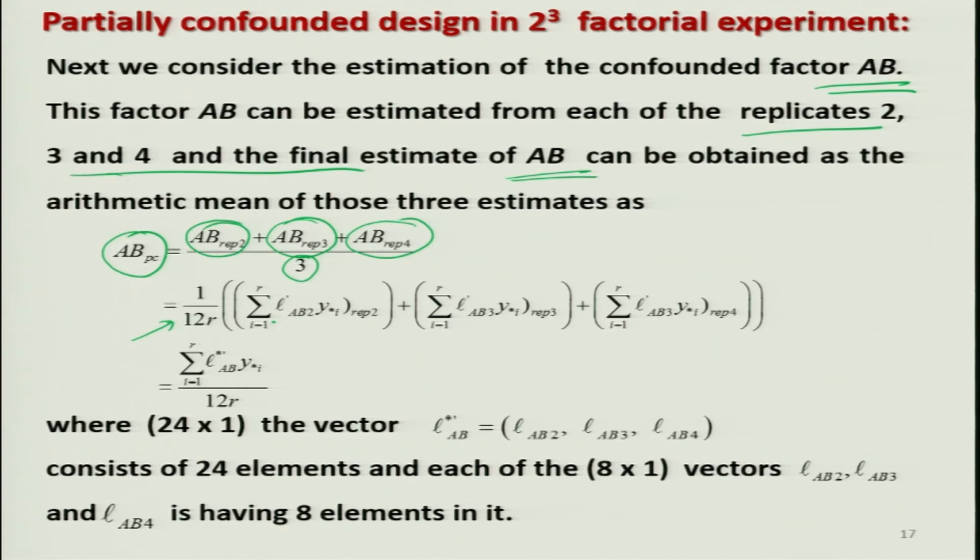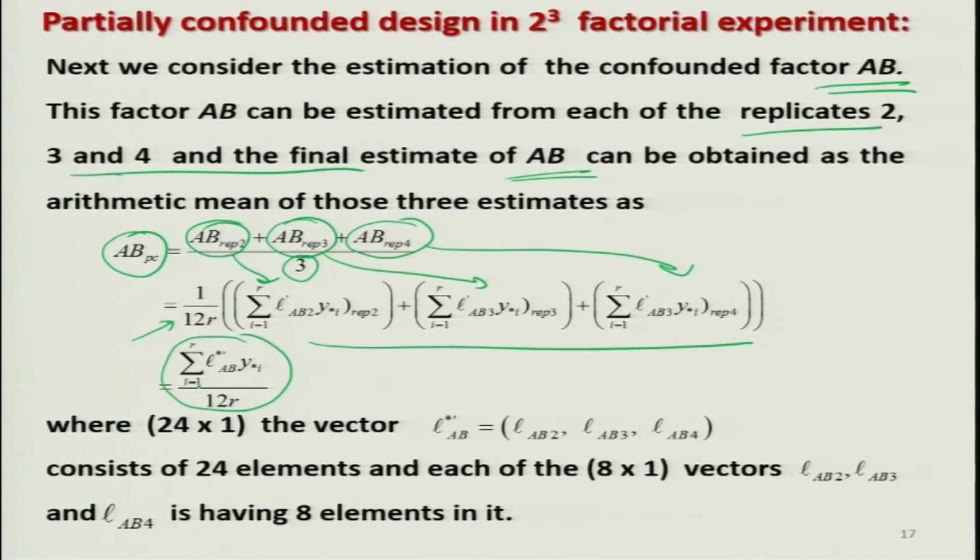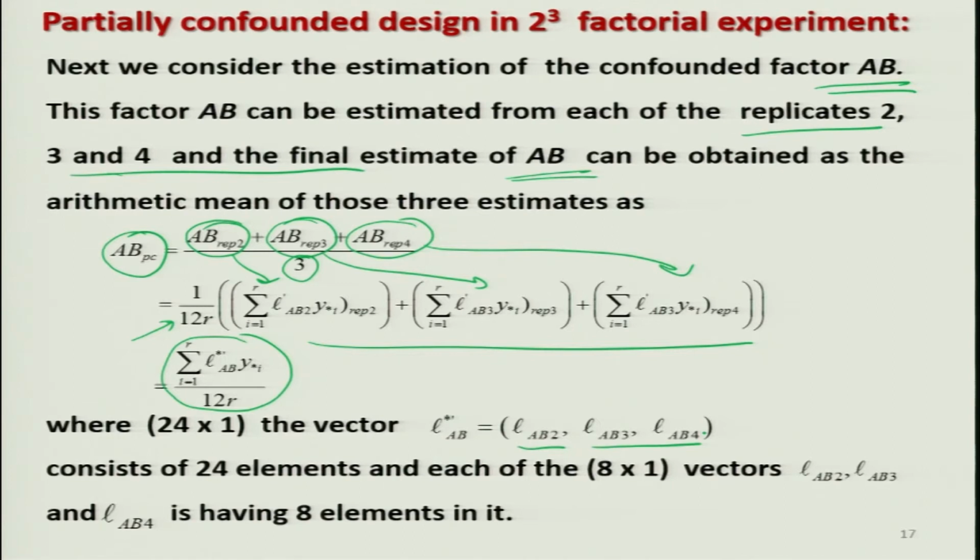So, now if you try to write down AB rep 2, AB rep 3, AB rep 4 in the format of linear functions, I can just combine these 3 linear functions together as we have done in the case of 2 square factorial experiments. And you can see then I am writing simply L AB star transpose y star i and summation over i goes from 1 to R, where this L AB star is a vector containing all the elements of LAB2, LAB3 and LAB4.